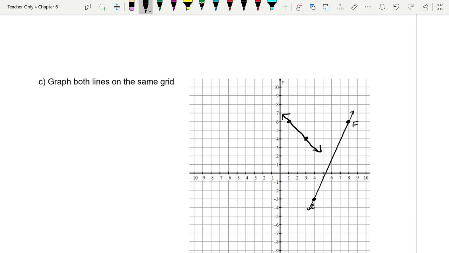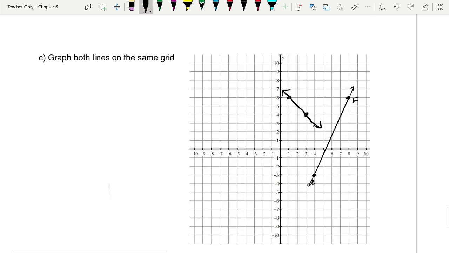Just out of curiosity, where do you think those lines would have intersected each other? It looks to me like it would have been like 6, 2 maybe, somewhere around there. Later on this unit, we'll learn mathematical ways that we can find where those intersection points are without even actually having to graph. But that's coming up. That's it for today's lesson.